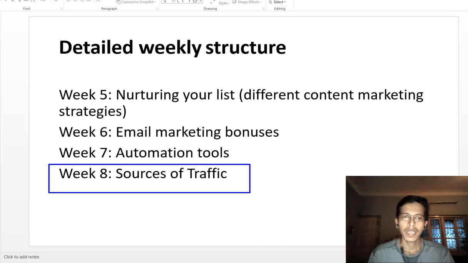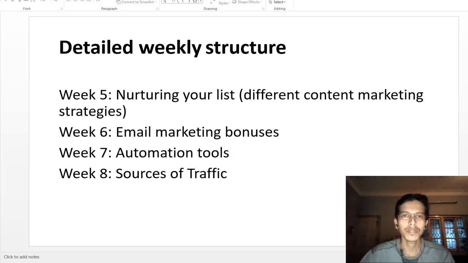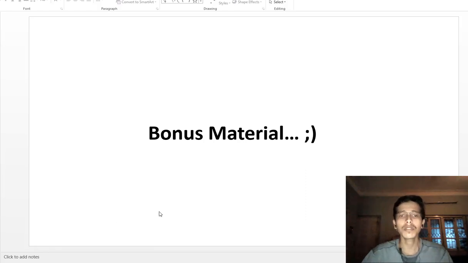You have to use proper tools to create a pathway for your visitors to check on your product, and you have to understand what are the sources of traffic that you can put into those funnels. So these are all the important things. And the last thing I'm going to tell you is about bonus material. That's a secret. You can see the wink sign. So at the last week, week 9, I'm going to talk about a bonus material that's going to help you a lot.